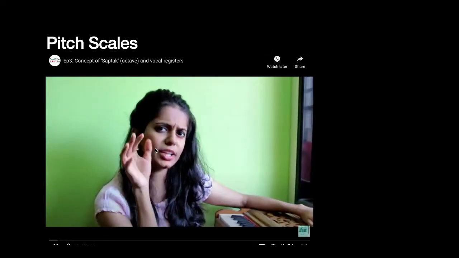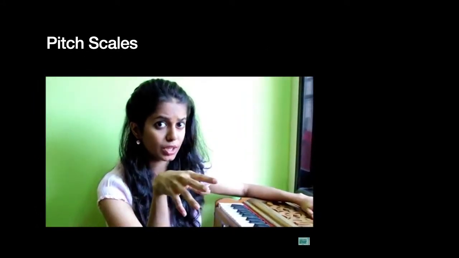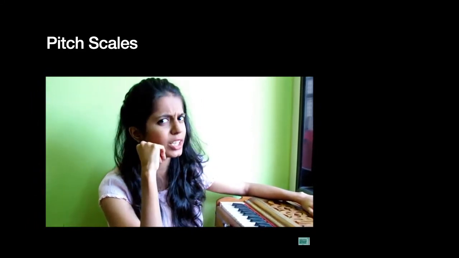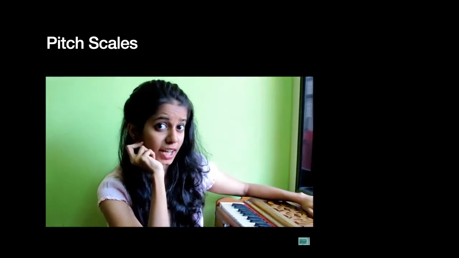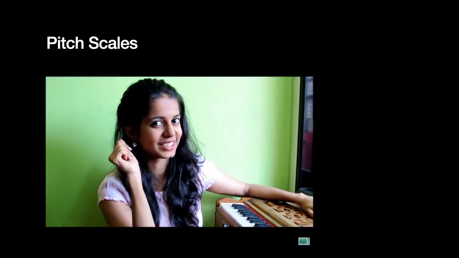demonstrate various concepts. If there are only 12 swaras, why is it that the harmonium, the keyboard, and the piano have more than 12 keys on them? Are you wondering why? Do you want to know the answer? Well, then I think I have the answer to your questions.